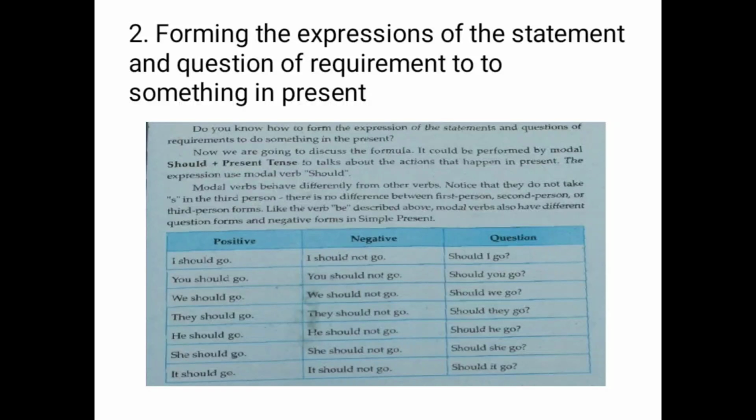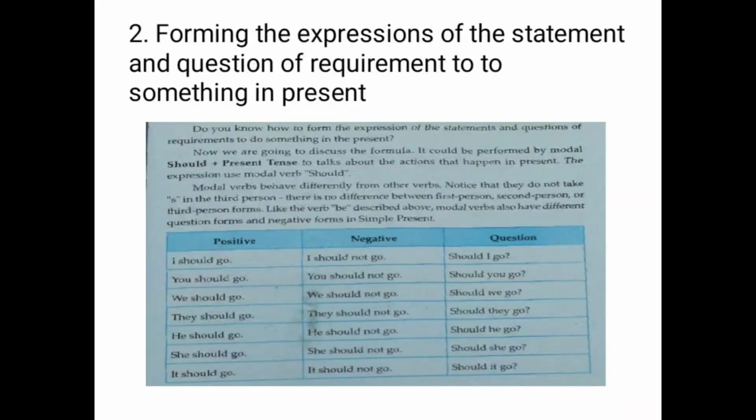For the negative form, I should not go. You should not go. We should not go. They should not go. He should not go. She should not go. It should not go.